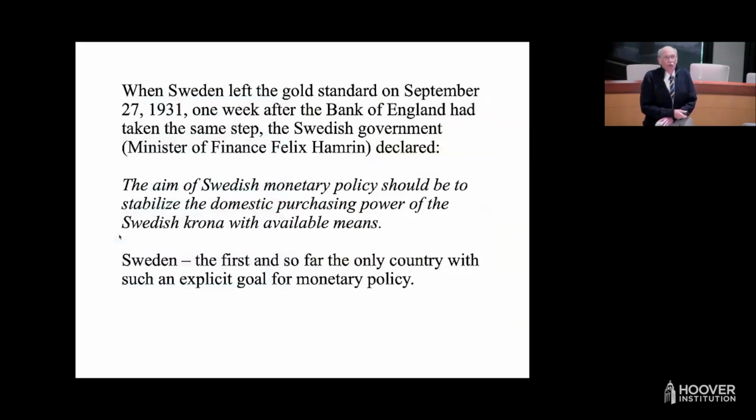When Sweden left the gold standard on September 27th, 1931, one week after the Bank of England took the same step, the Swedish government, through the Minister of Finance, Felix Hamrin, declared the aim of Swedish monetary policy should be to stabilize the domestic purchasing power of the Swedish krona with available means. With this step, Sweden became the first country, and so far the only country, with an explicit goal for monetary policy set up in this way.